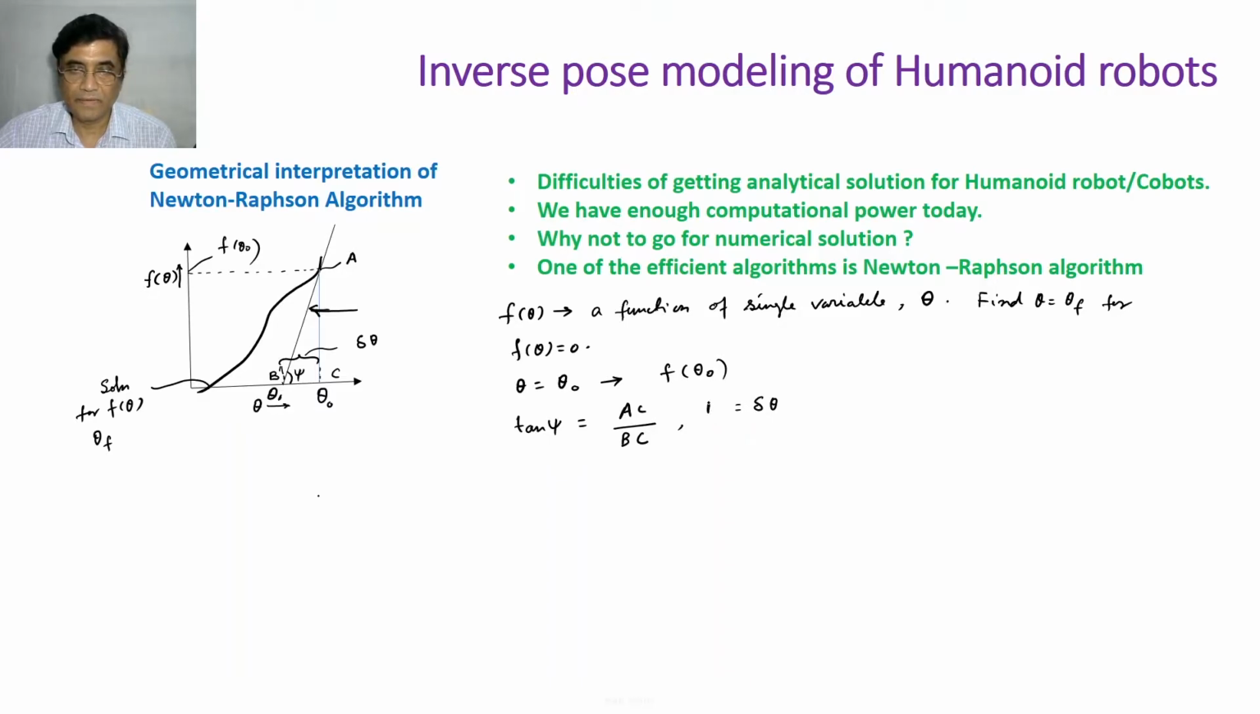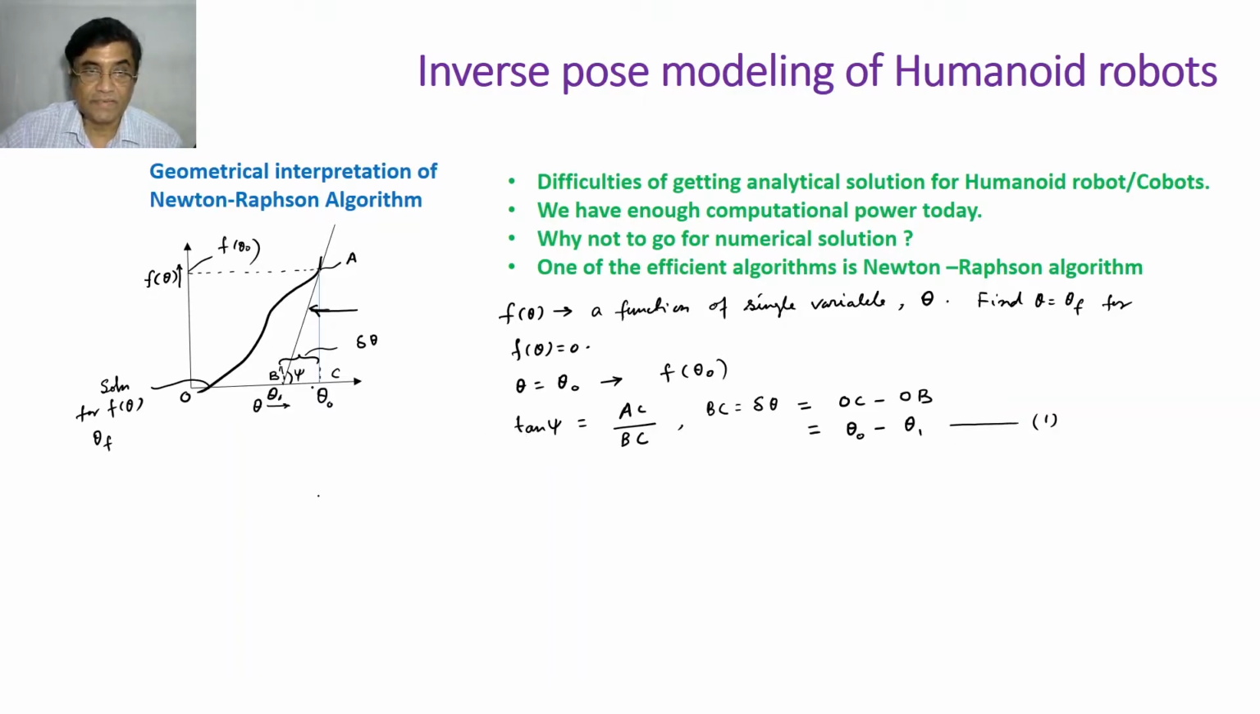BC equals delta theta equals, from here, OC minus OB. So theta 0, theta 1, theta 2, theta 3. So we are proceeding in this direction step by step. So what is OC? OC is now theta 0 minus, say, OB, some intermediate value, theta 1. So delta theta is equal to this.